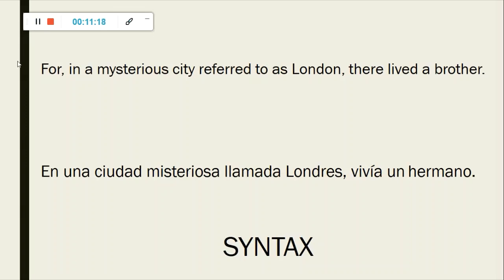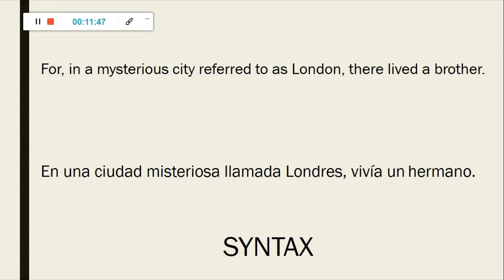Let's see now what happens when we move to another type of sentence. This sentence was taken from page 50 from your handbook, and it reads, "For in a mysterious city referred to as London, there lived a brother." We have produced the following Spanish rendition: En una ciudad misteriosa llamada Londres vivía un hermano.